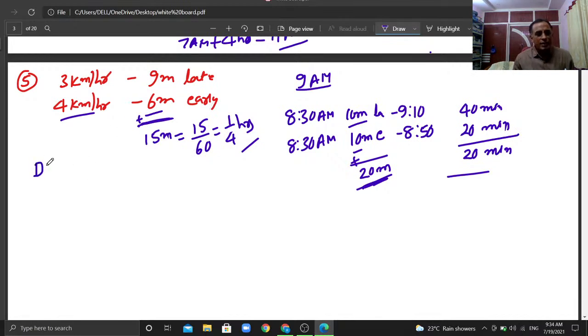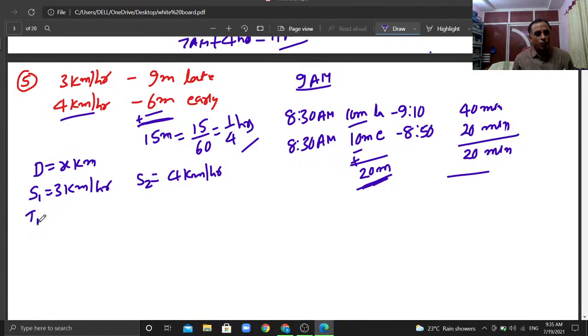Let the distance be x kilometer. Either first day or second day, there is no change. The distance is the same, x kilometer. Now the first day speed is 3 kilometer per hour. Let it be s1, 3 kilometer per hour. The second day speed is 4 kilometer per hour. Let it be s2, 4 kilometer per hour.